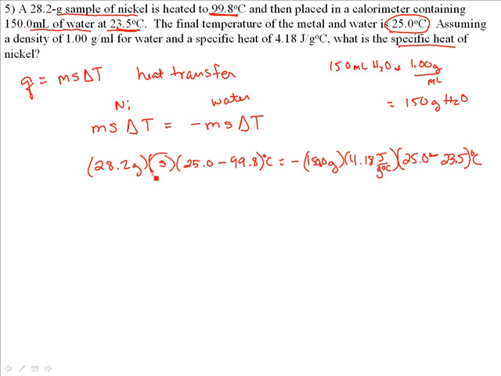And what we need to solve for is s. And when we solve this problem, we get s is equal to 0.45 joules per gram degree Celsius.